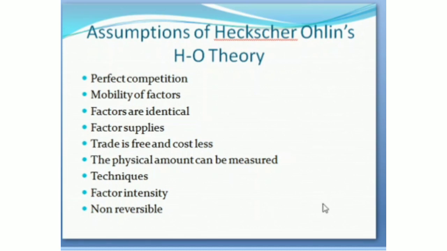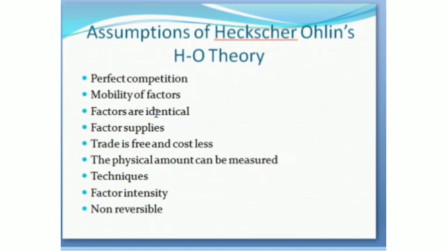Next, assumptions of the Heckscher-Ohlin theory. First one, perfect competition. Perfect competition exists in both the product and factor markets in each country. Next, mobility of factors. There is a perfect mobility of factors of production within a country, but factor mobility between the countries is not existent.